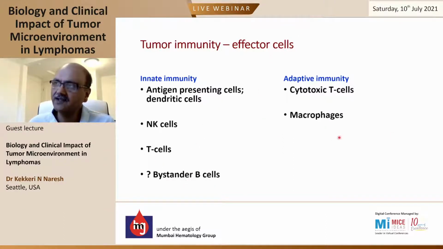But what is well established is adaptive immunity. I mean, the two main players in adaptive immunity are the cytotoxic T cells and the macrophages. And their job is to actually kill the tumor cell. And the story is not that simple.